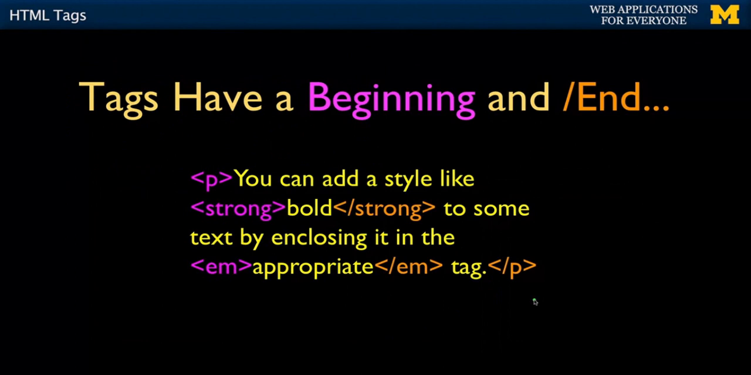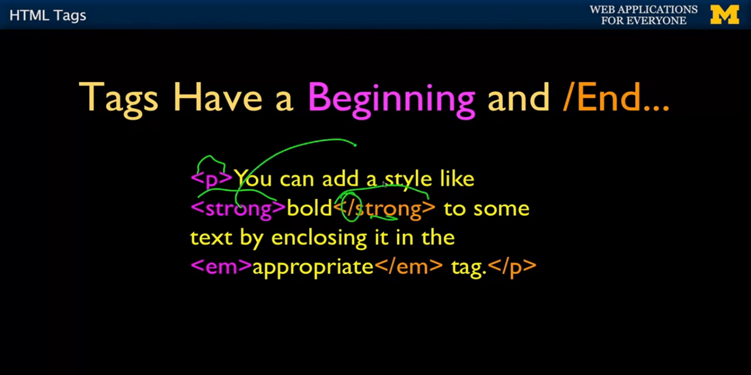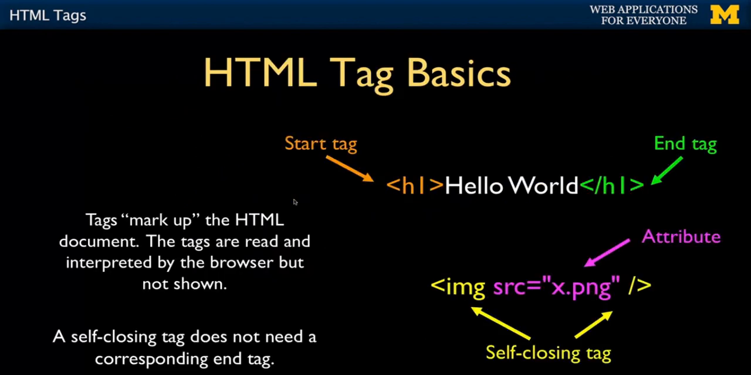Tags have beginnings and ends. So anything in a less than, greater than pair is a tag, a start tag. An end tag is basically the same name as the start tag with a slash. So this is like start bold, end bold. And it applies to the text in between those tags.